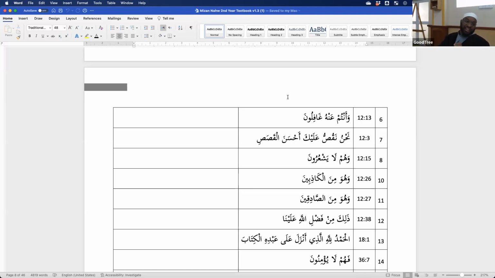Excellent. That's actually a very good one. She chose the verse ذَلِكَ مِنْ فَضْلِ اللَّهِ عَلَيْنَا, and this is in verse... Does the surah come first? Surah 12, verse 38. So surah 12 is what? Yusuf. Yusuf. And what does he say in Surah Yusuf here?